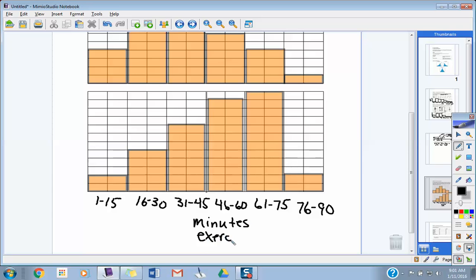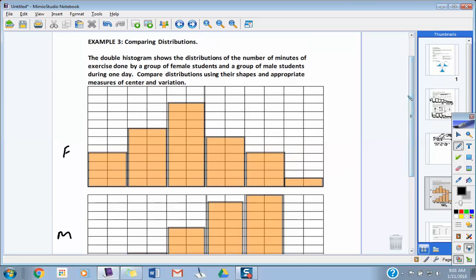I was thinking age, probably because of that news story. Guys, do I have females up top or males on top? Female? Okay, so this is the female, this is the male. Okay? So right here, guys, what I want to talk about then is the graph. There's a part to this right here where it says, compare the distribution using their shapes and appropriate measures of center and variation.